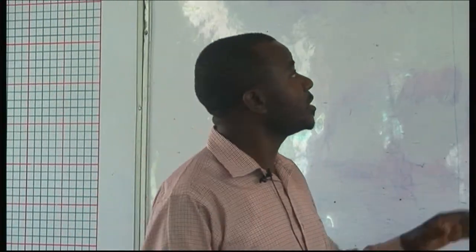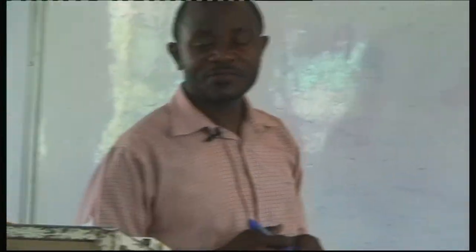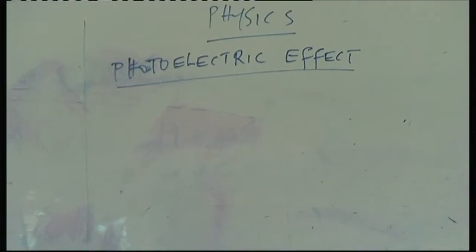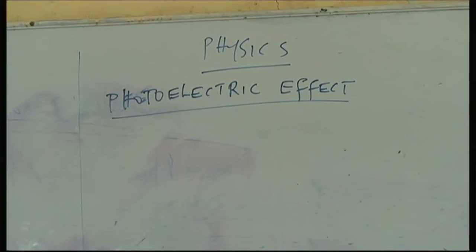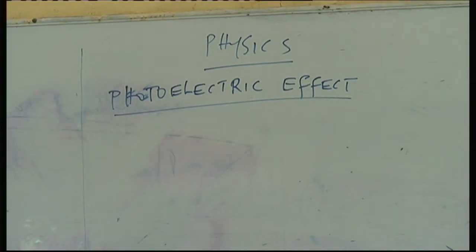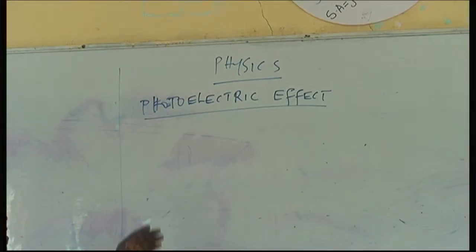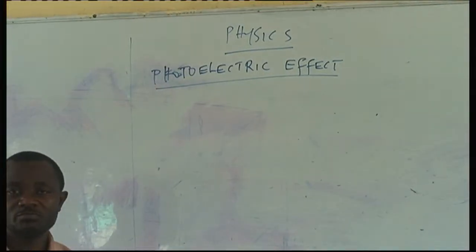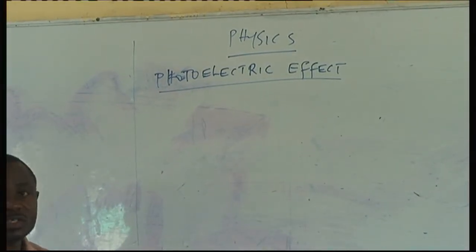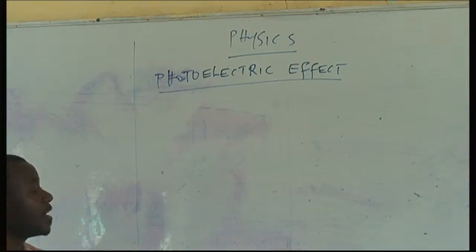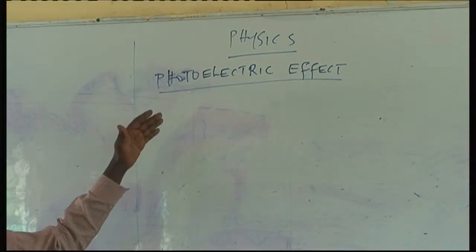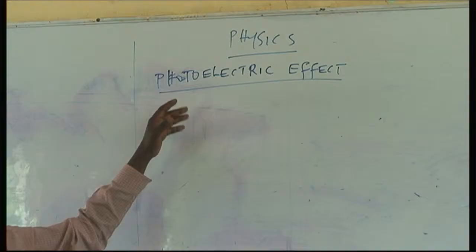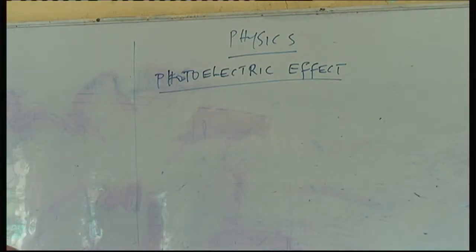Our topic today is photoelectric effect. That's what we want to discuss in this lesson. Now, when we talk of photoelectric effect, as you can see, the word photo here means light, and electric from electrons or even electricity. And therefore, we want to see the effect of light on the flow of electrons when they fall on a metal surface.